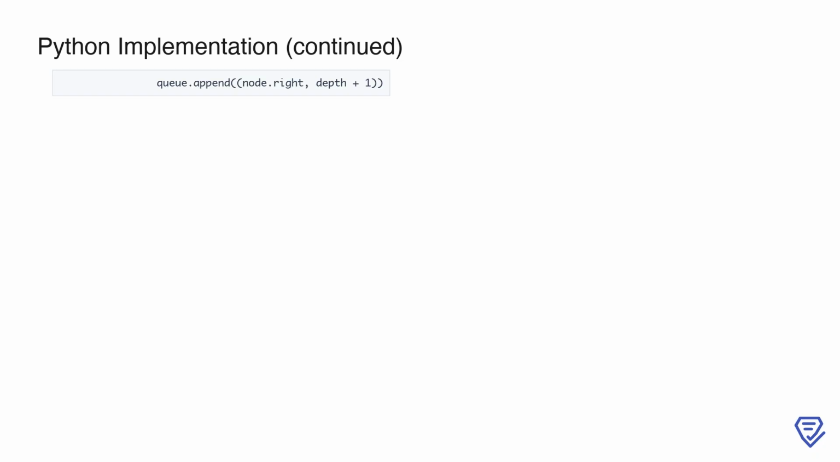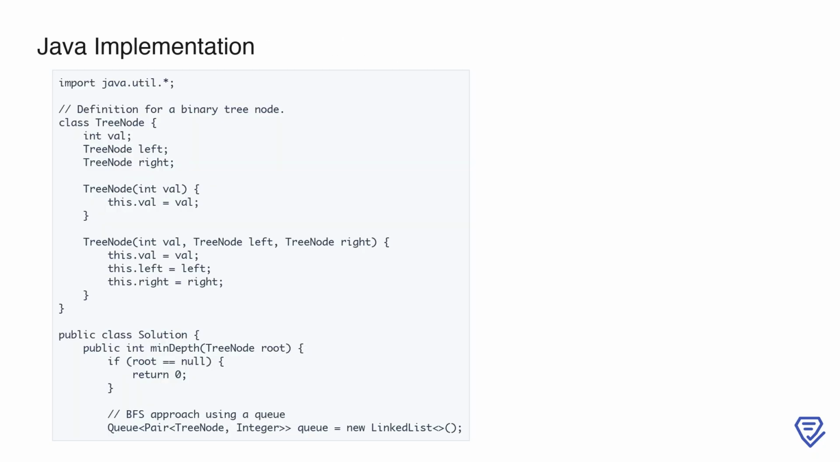Using this approach, as soon as we encounter the first leaf node, we return its depth, guaranteeing the minimum depth of the binary tree is found efficiently. Here, we begin with the definition of a binary tree node. The tree node class represents each node in the tree, storing an integer value along with references to its left and right child nodes. This class has two constructors, one for initializing just the value, and another for initializing the value along with its left and right children.